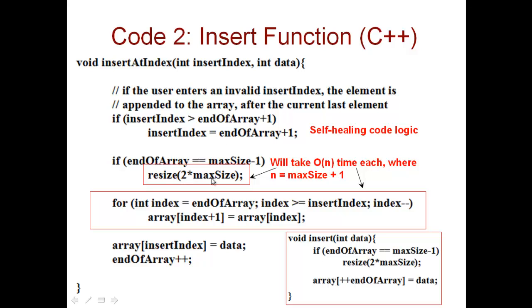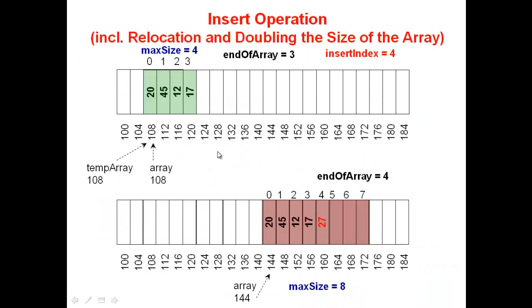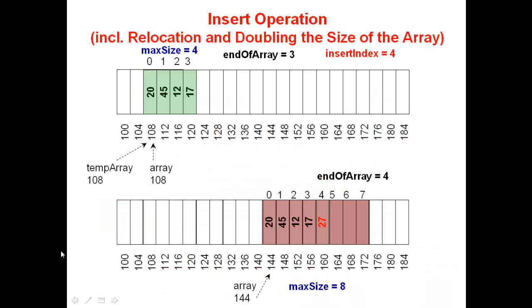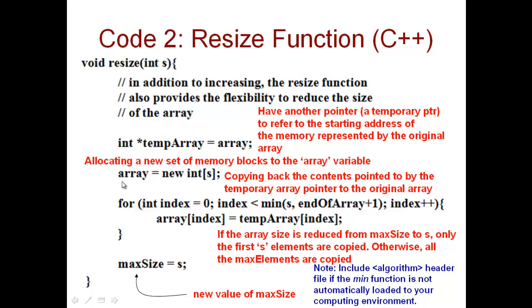So max size is currently 4, and I want to make it an array of 8 elements. So I pass 2 times max size. Okay. So let us look at the code for this resize function. So this s will be 2 times max size.